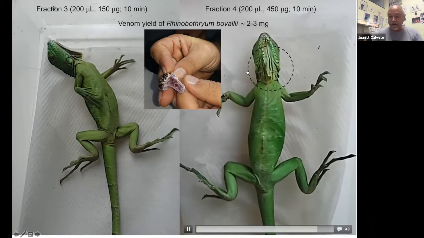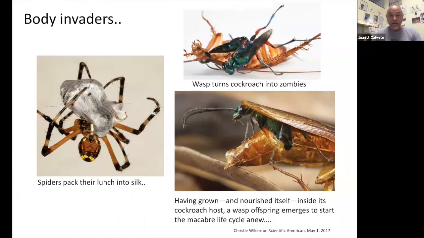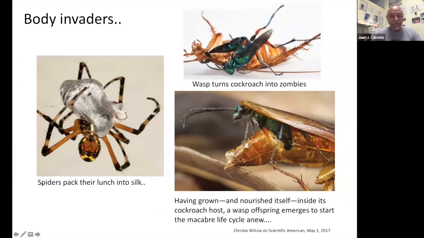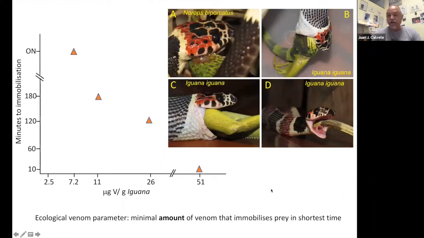So it is clear from this example that, like in other taxa in nature, they immobilize and use the live prey for their own purposes. Here, like spiders that pack their lunch in silk for eating the live prey, or these wasps that turn the cockroach into a zombie, and after laying the eggs, when the offspring emerge, it has already had its lunch. And this is the main point.